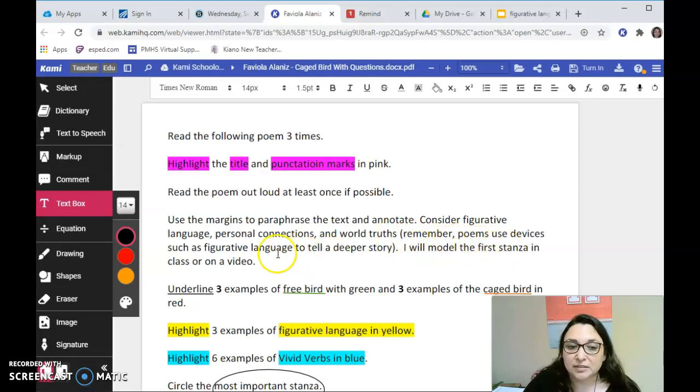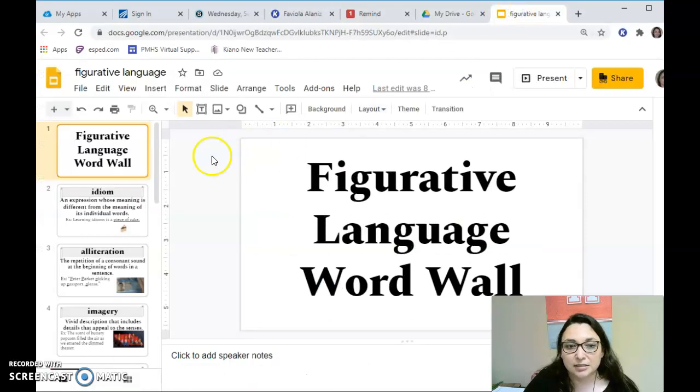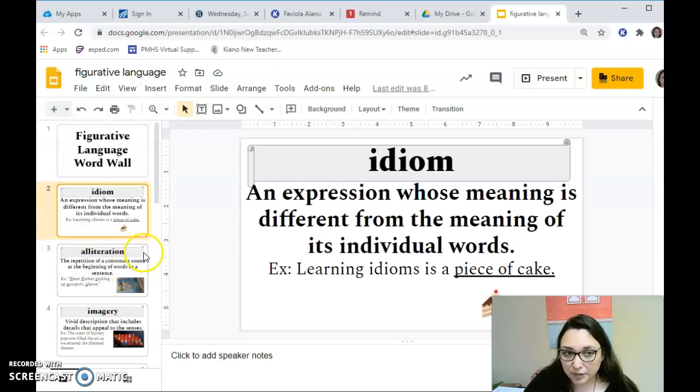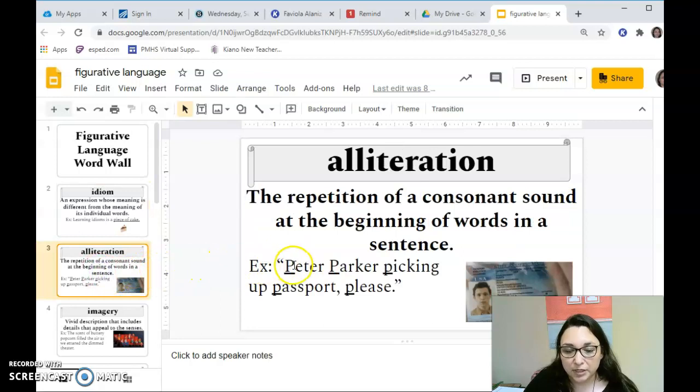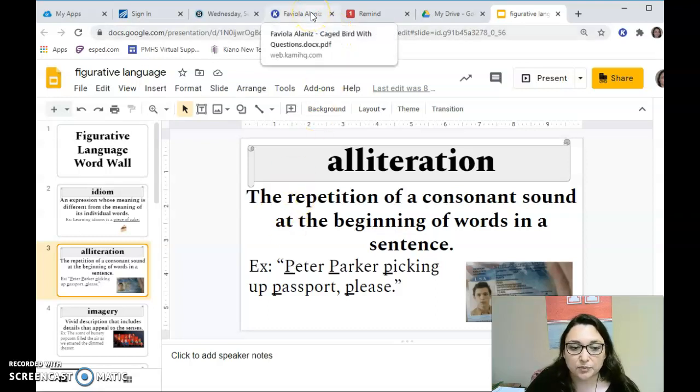Remember, poems use devices such as figurative language to tell a deeper story. I will model the first stanza in this video for you. If you want to review again on figurative language, click on that link. This slide will pop up, and I have put the definition along with some examples of what each of those figurative language are about. Okay, it's just a visual aid to help you.